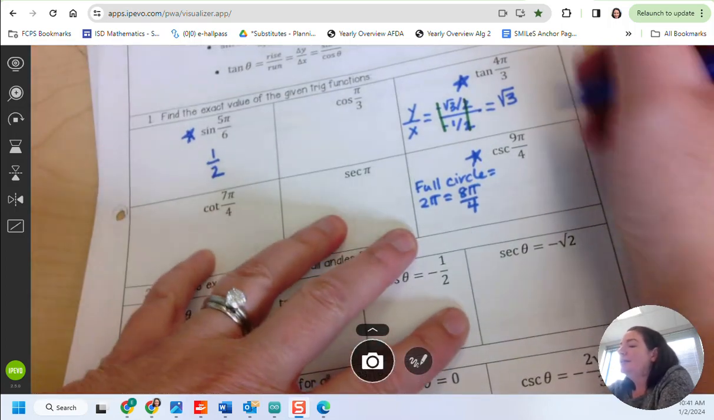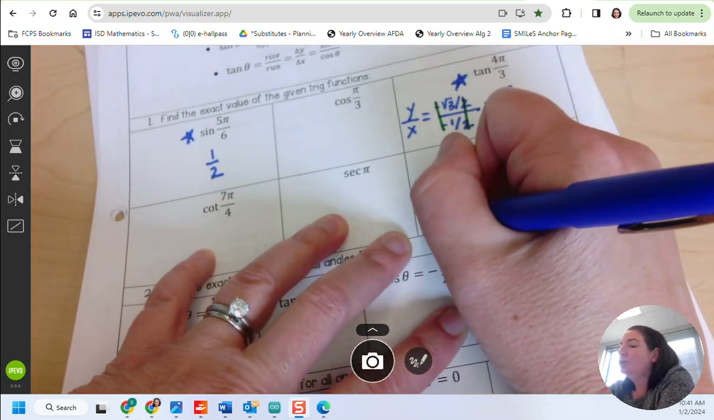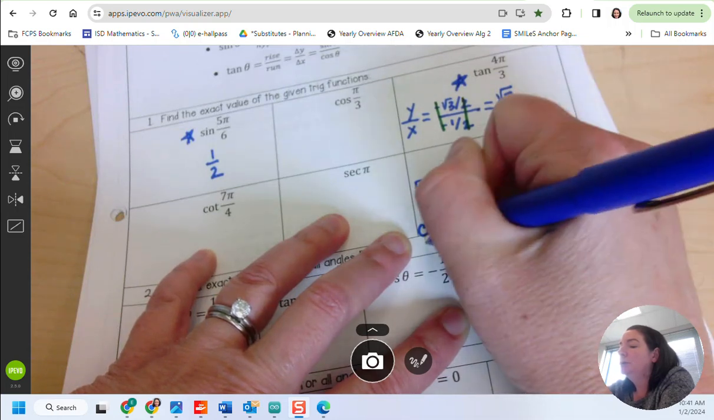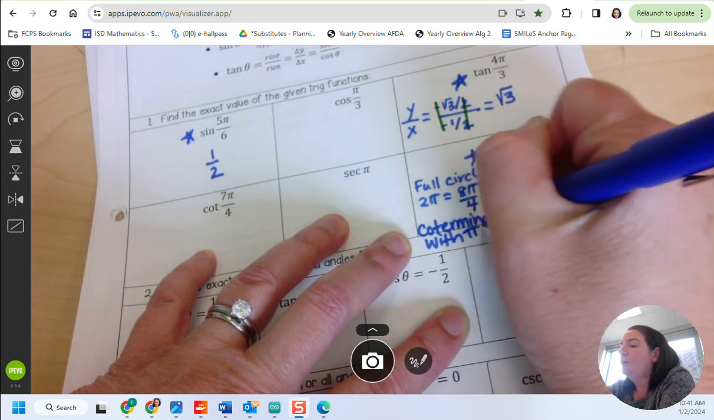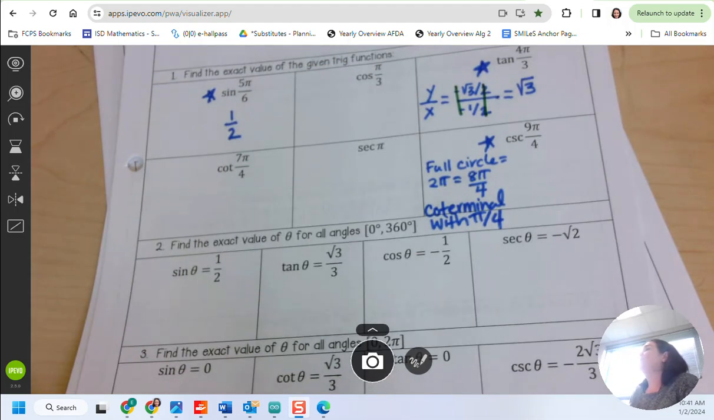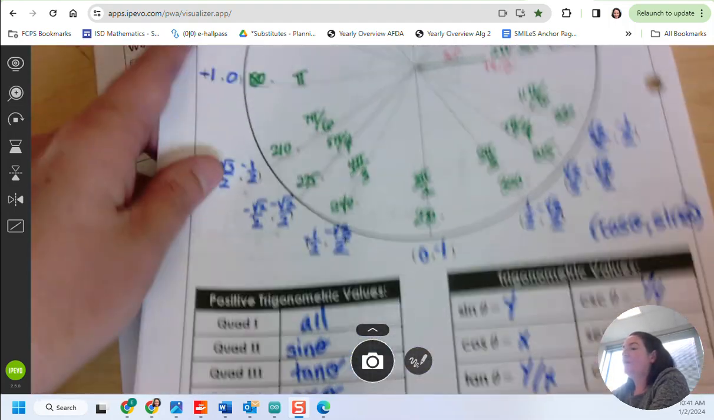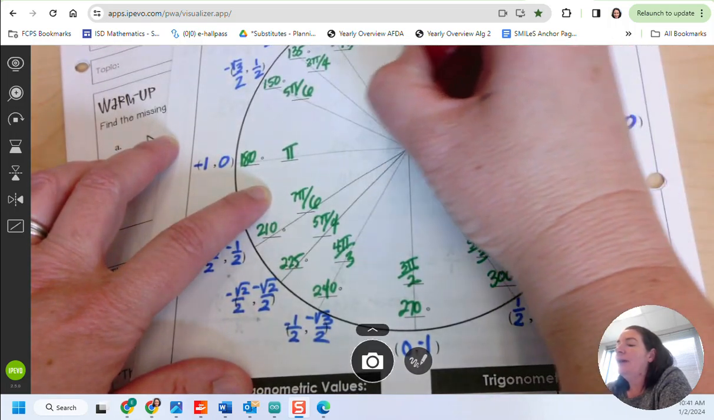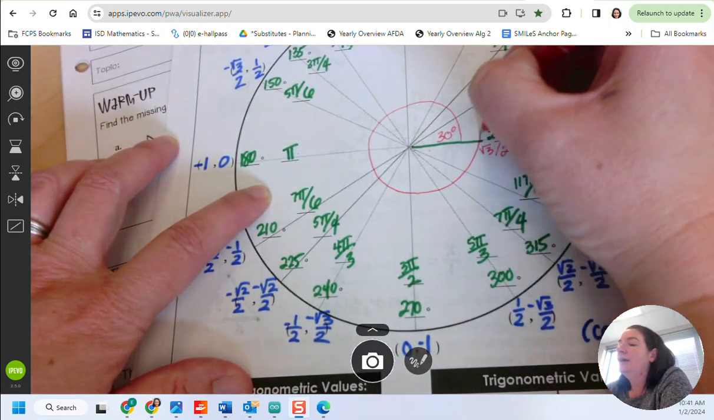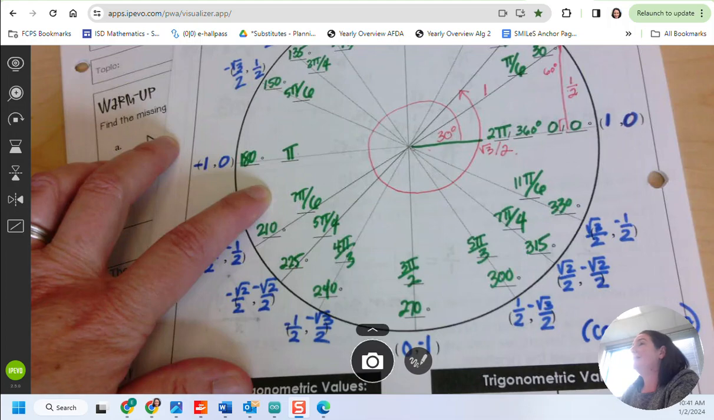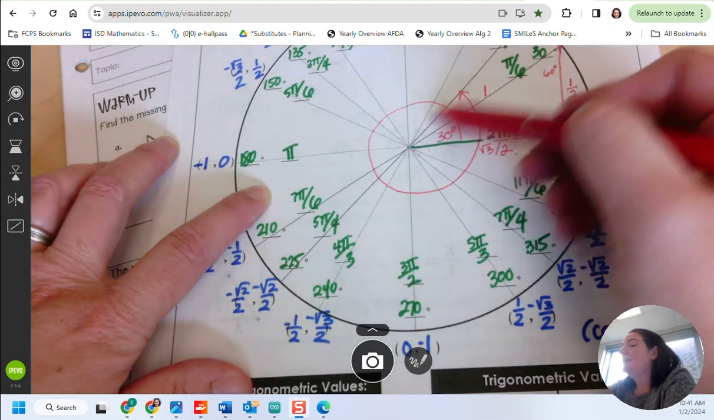All right. So we say that 9 pi over 4 is coterminal with pi over 4, and that's the angle we're going to use. Coterminal with pi over 4. Okay, so terminal is like end, right? Coterminal means it ends in the same place. Let me go to my circle for a minute. If I want to do 9 pi over 4, I start here, right? I go around a full circle, and then I stop right here. That's 9 pi over 4. So it ends in the same place. And it has the same coordinates as pi over 4.